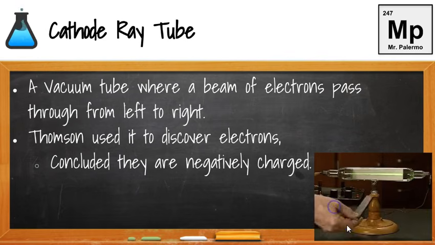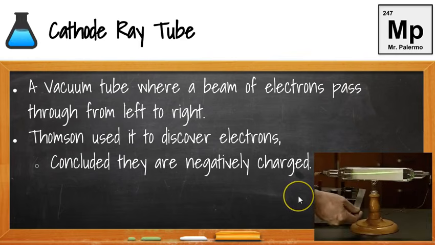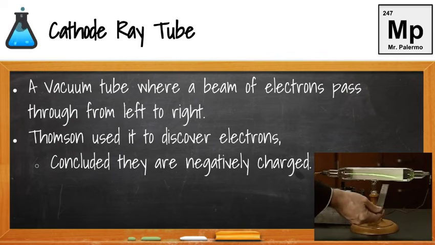So what is a cathode ray tube? Well, it's a vacuum tube, as you see here, that has a beam of electrons passing through it, and what Thompson did is he took a magnet, and when he put the magnet close to this beam, he noticed that it deflected one way. When he turned the magnet over, it attracted. So he concluded that that beam had to be negatively charged, and he called those things electrons.